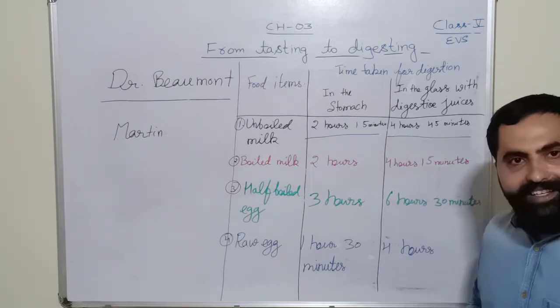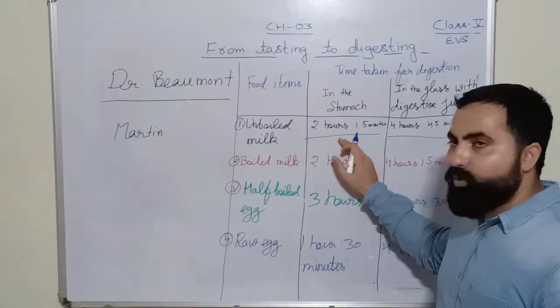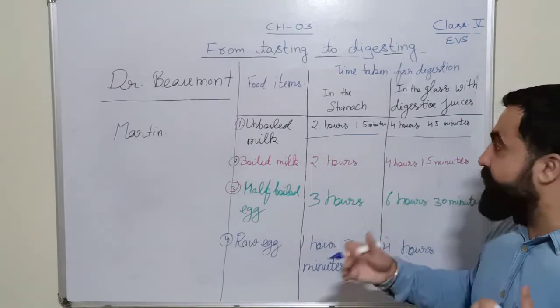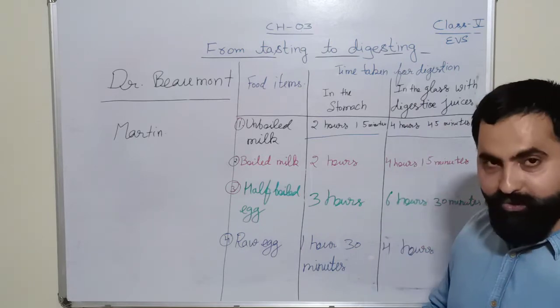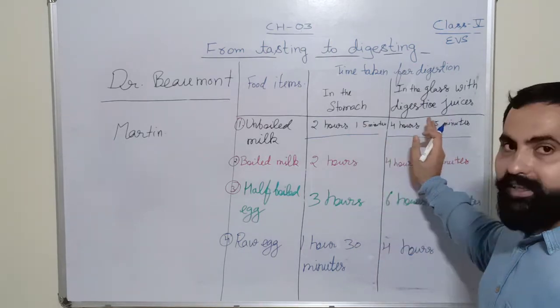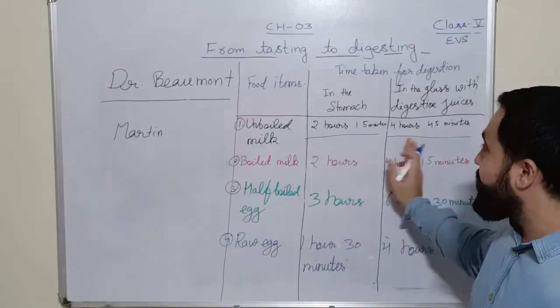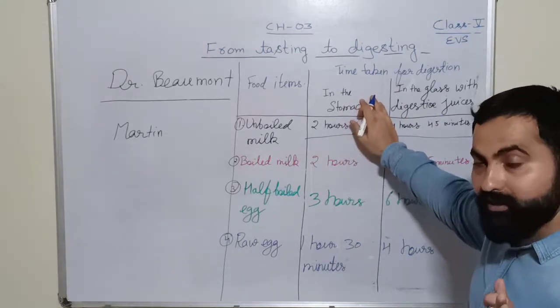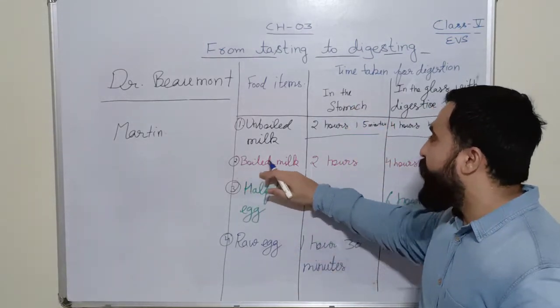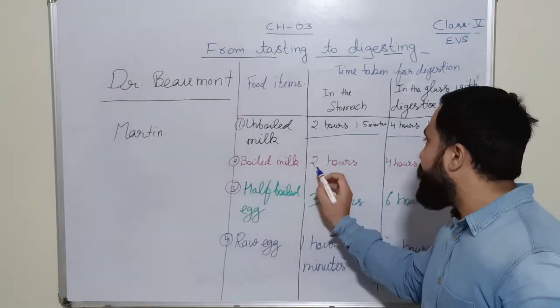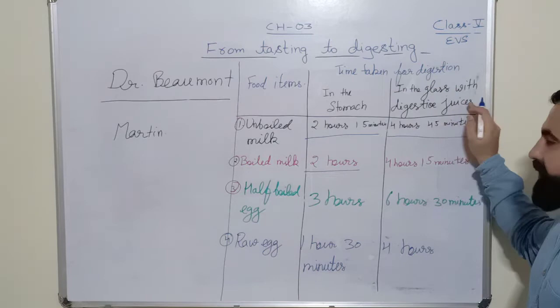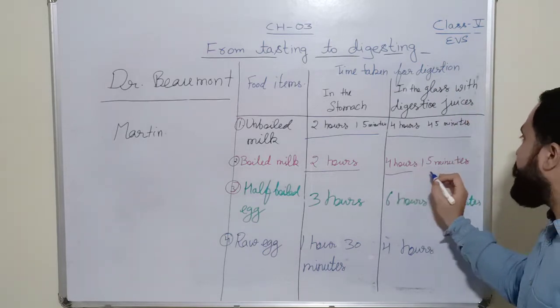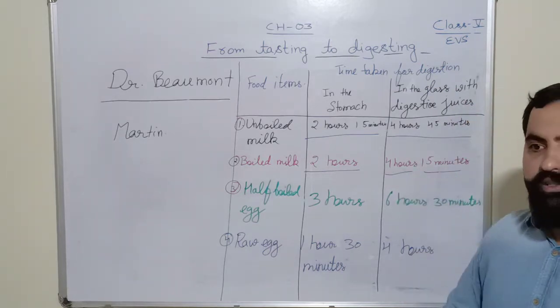So it is clear now, the food is digested faster than in the glass filled with digestive juice. So in which part will the digestive process be faster? In the stomach. The next is boiled milk. Boiled milk takes 2 hours to digest in the stomach, but in the jar filled with the digestive juice, it takes 4 hours 15 minutes.